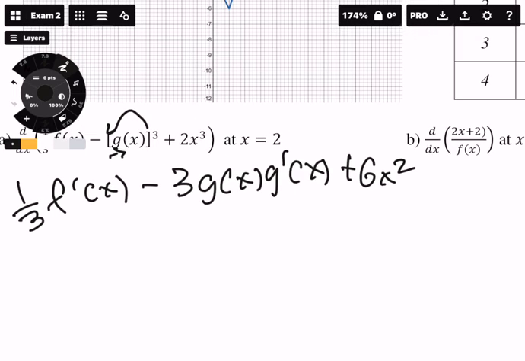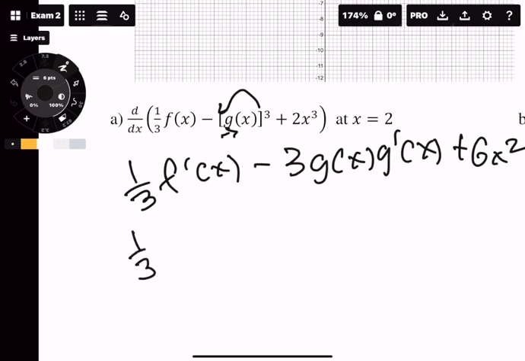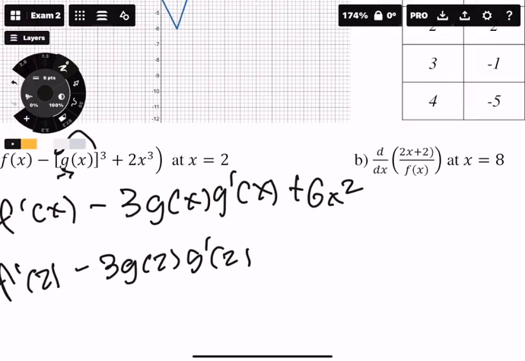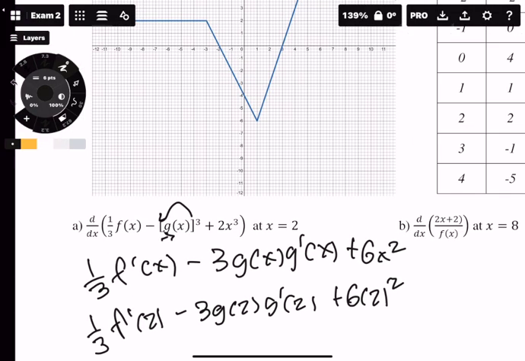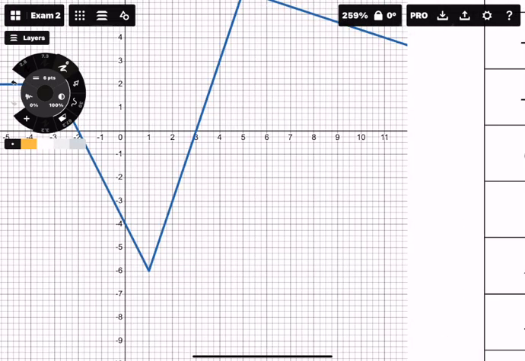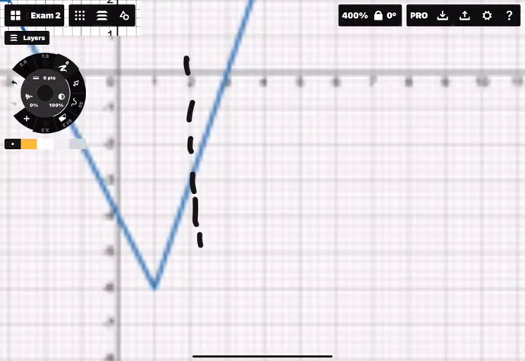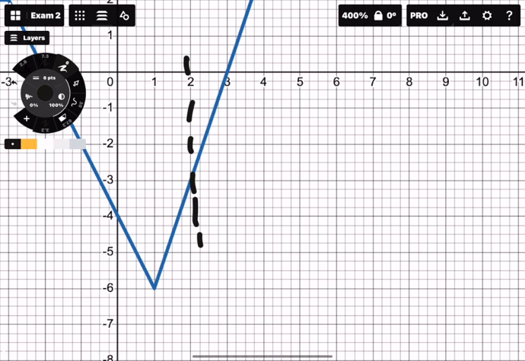Now we want to find x equals 2. So 1/3 f prime of 2 minus 3 g of 2 g prime of 2 plus 6 times 2 squared. Now we want to see where 2 is. So 2 can be found right here. And from this, it looks like it's increasing, since going left to right, it's going positive.